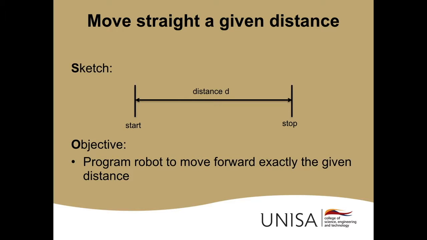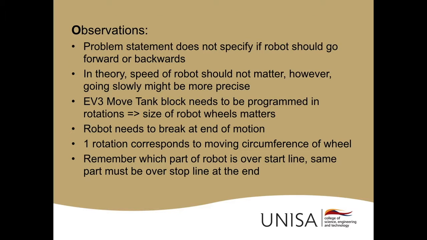So let's see what observations come to our mind. First of all, the problem statement doesn't specify if the robot should go forward or backwards. So we just need to make an assumption about what we want to do. It's up to us. Let's say we want to go forward. Also, we know that in theory, the speed of the robot shouldn't matter. However, going slowly might be more precise because we're doing better with traction.